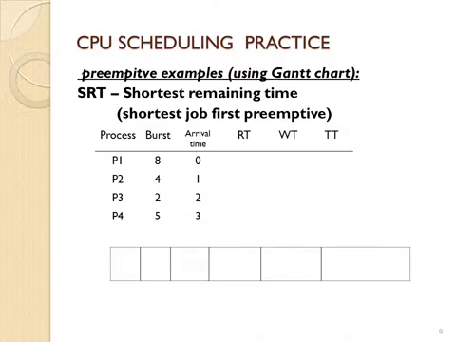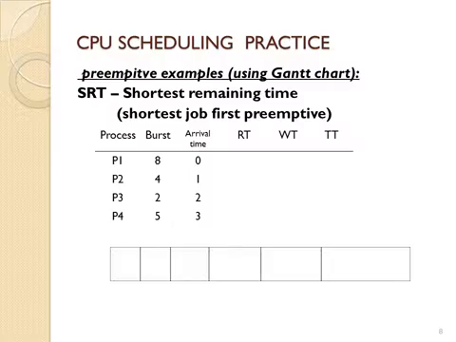Now we will try another exercise. This is another preemptive algorithm, but this is going to be shortest remaining time, which is shortest job first preemptive. We have 4 processes, and their bursts, you can see by the table, are 8, 4, 2, and 5, and their arrival times are 0, 1, 2, and 3.